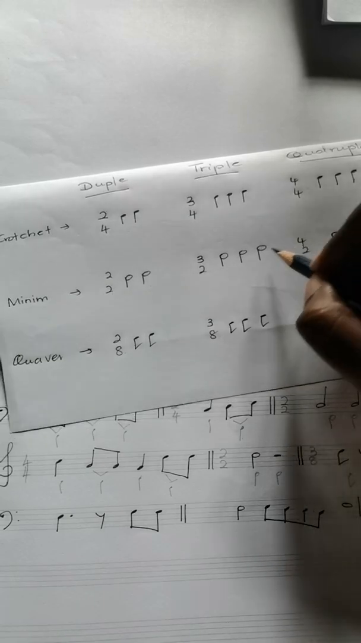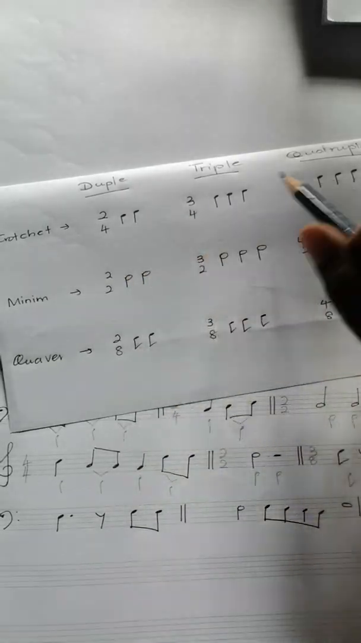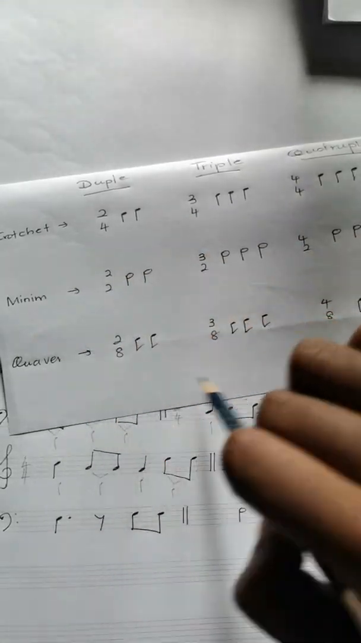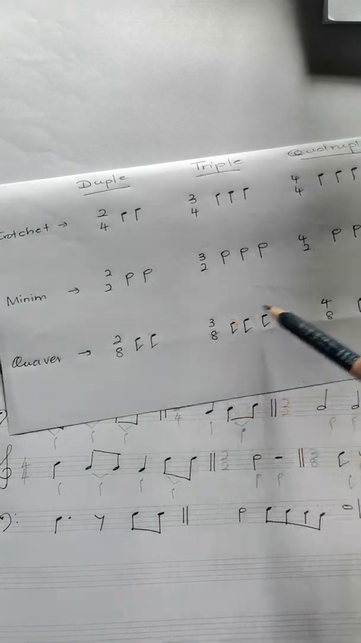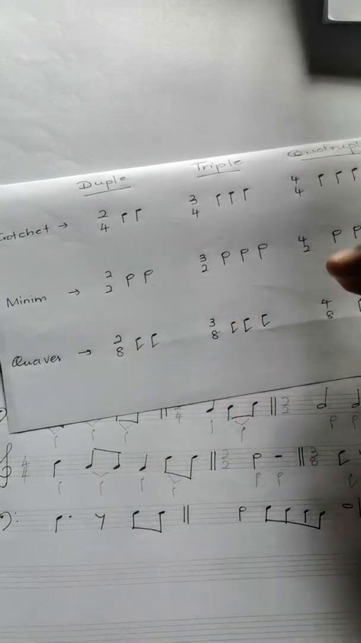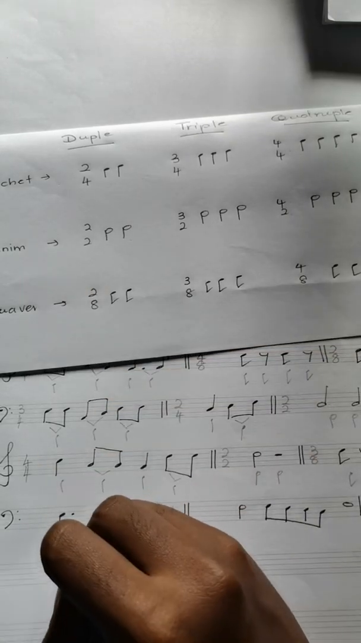The bottom number will tell you the type of beat. 4 will tell you it's crotchet. 2 will tell you it's minim. 8 will tell you it's quavers. The top number will tell you how many there are. Right, next one we will see.